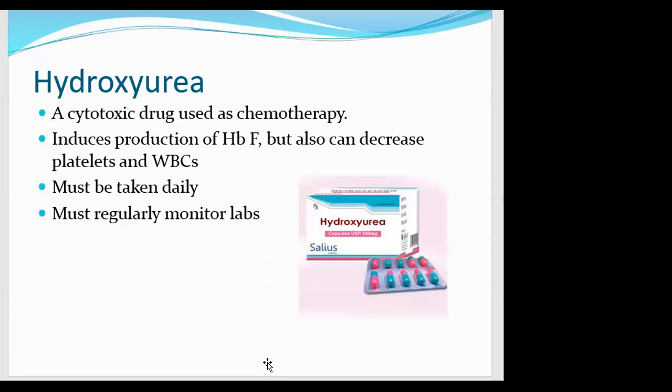Hydroxyurea. So like I said, this is a cytotoxic drug, and it was used as chemotherapy for our patients with oncologic issues. However, we were giving it to them and realizing that, hey, what this is doing is increasing the production of that hemoglobin F. And guess what hemoglobin F does? It protects our sickle cell patients from complications. So, this is a medication that we give our sickle cell patients to help increase the hemoglobin F levels, which protects them from their sickle cell complications.